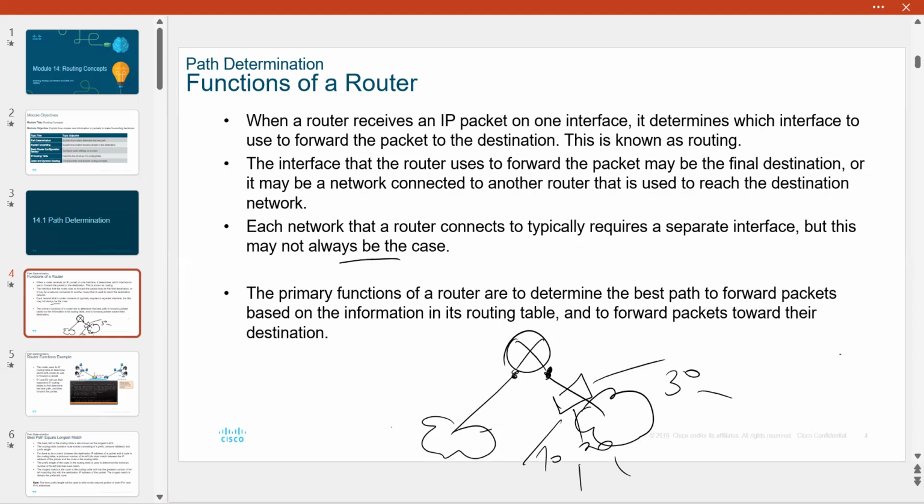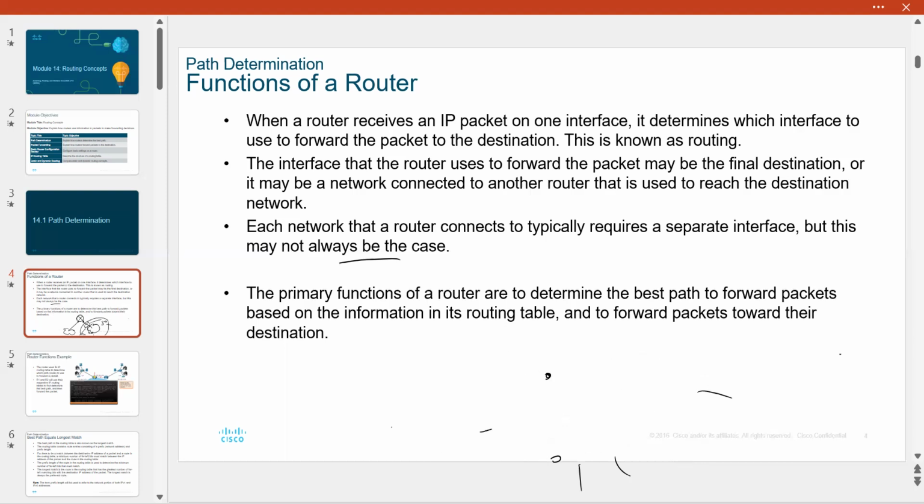So this is the statement: when we started, we said every interface per router is a different network. But now that we have introduced VLANs, not every interface represents one network. Sometimes there are multiple networks, and that is the case with VLANs. The primary functions of a router are to determine the best path to forward packets based on the information in the routing table and to forward packets to their destination.